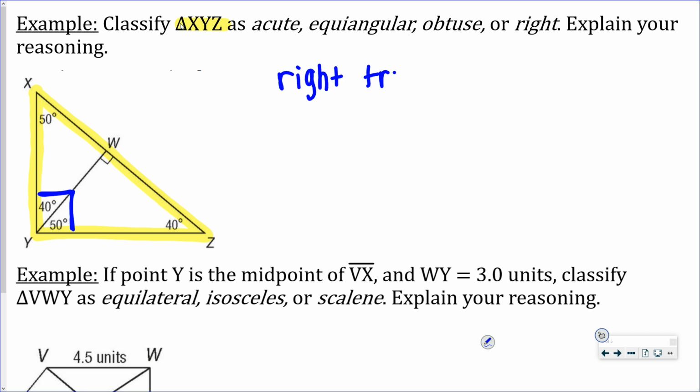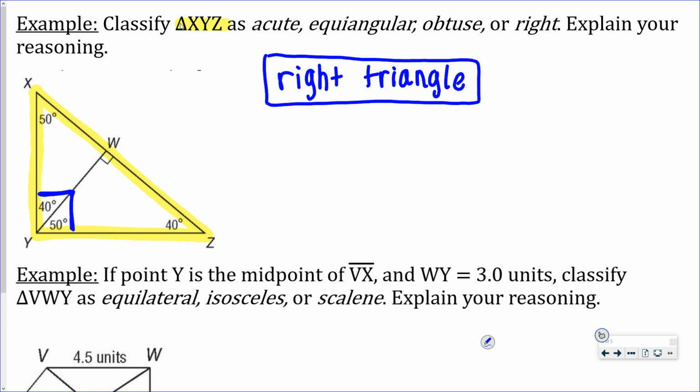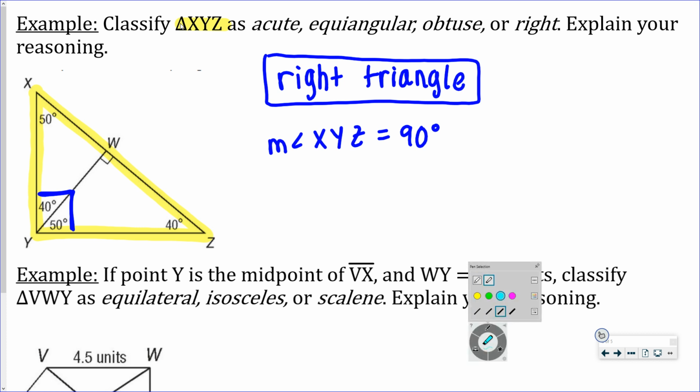Right triangle. That'll be our classification. Explanation: the measure of angle XYZ is 90 degrees. Actually, in this lovely diagram, all of these triangles are right triangles. Let's look at this one. Right angle right here.